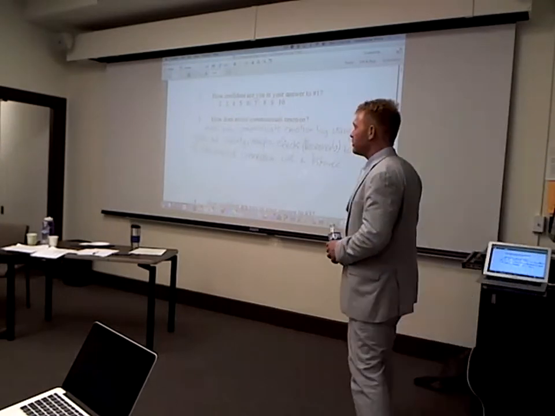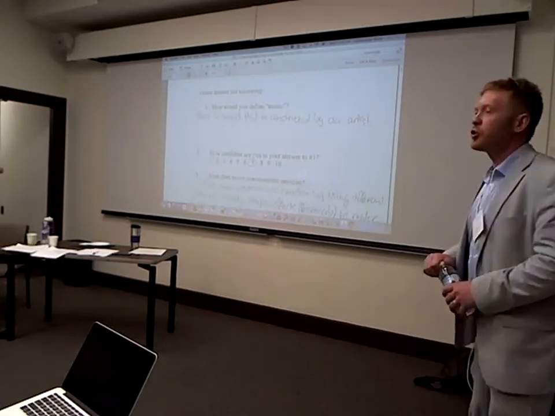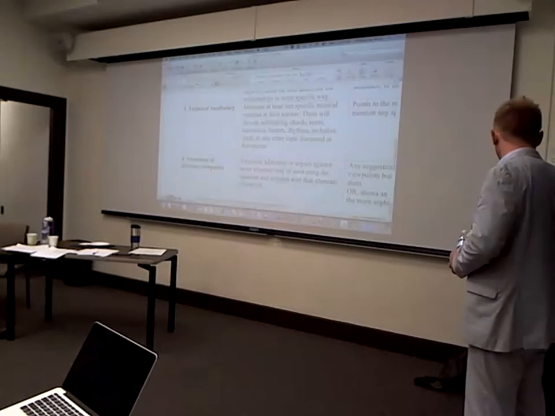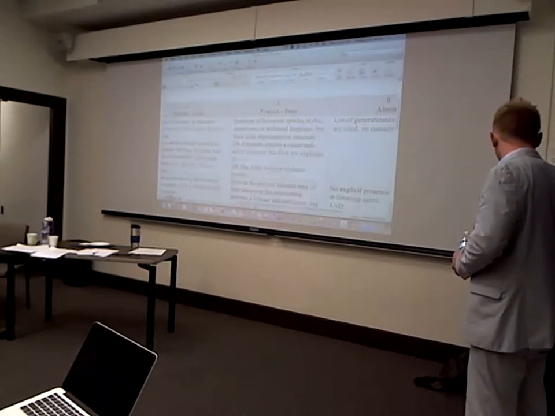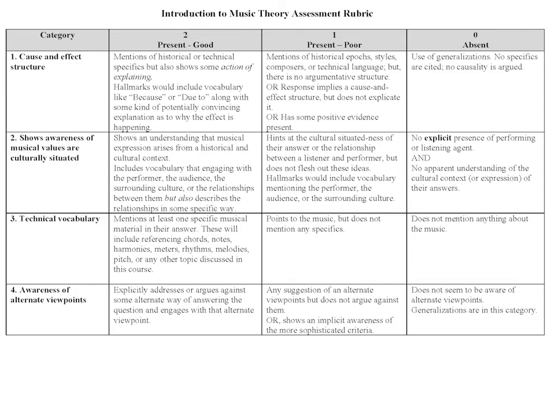It's edging into a one on the cultural situatedness, because at least they mention that there is some sense of a creator in the answer. It is actually on our scale a slightly richer answer. But no technical vocabulary and certainly no awareness. One thing we got to for the awareness of cultural situatedness is if they mention the performer, the audience, or the surrounding culture. So saying that there is a listener or producer does get at the fact that this is occurring within a particular situation.